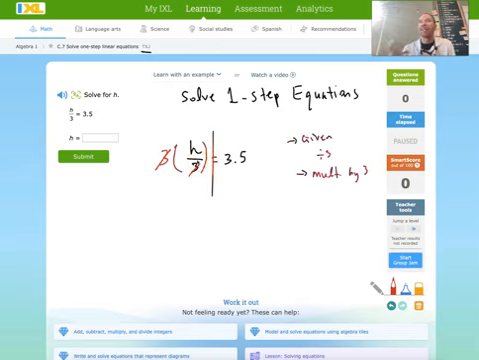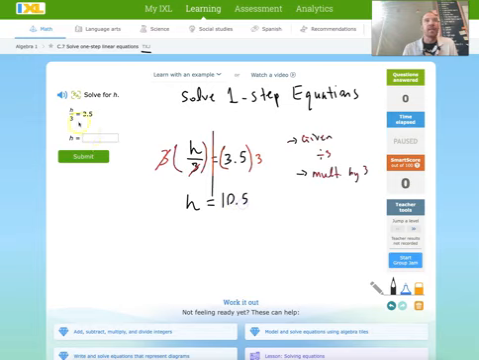But now I have to balance the equation, so I have to also multiply the other side. I've got to do the exact same thing, multiply by 3. Okay. I've got my calculator handy here. This is more difficult than what we usually do in class, but we get to use the calculators. So I get h on the left, and I get 10.5 on the right.